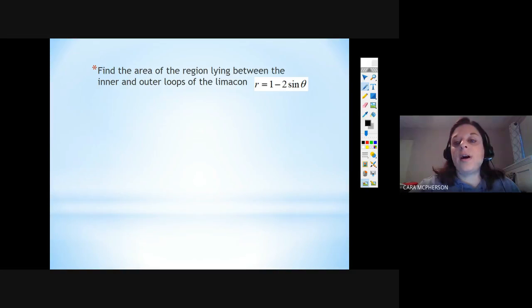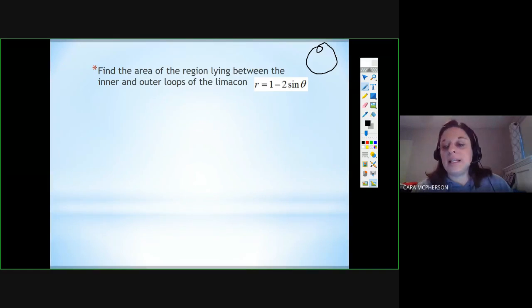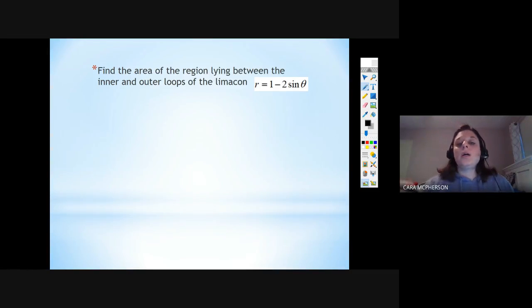It actually looks a lot like, let me draw a picture here. It looks a lot like, that's a horrible picture. It looks a lot like that, though, where it has this outer almost circular piece and then this inner mini loop. So what I want you to do first is set the r equal to 0 and see if you can figure out what those angles are. And then I'm going to talk you through piece by piece how to do this one.